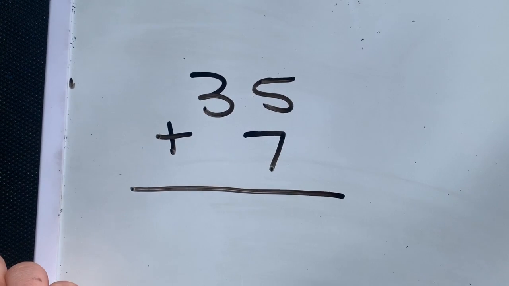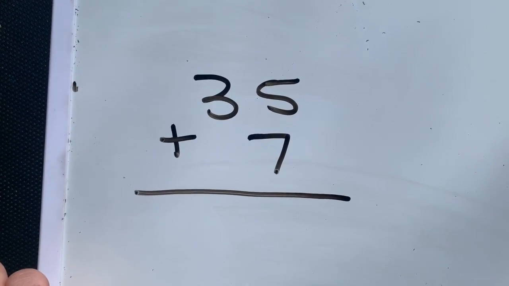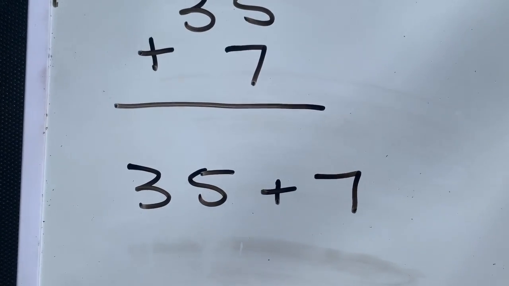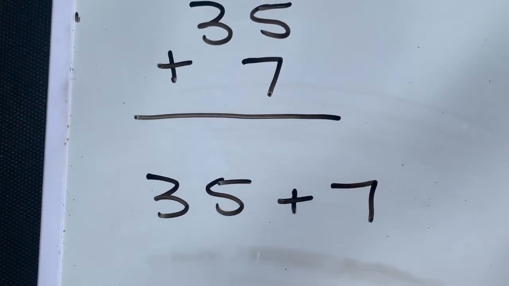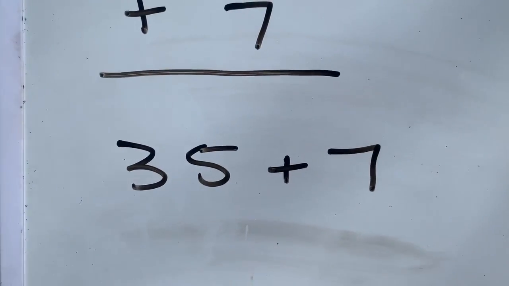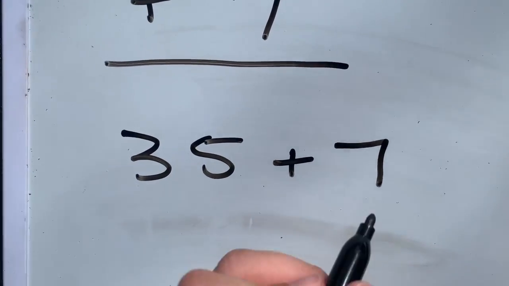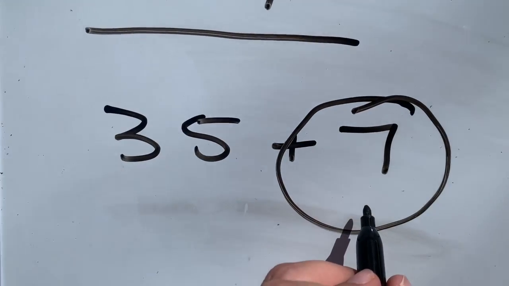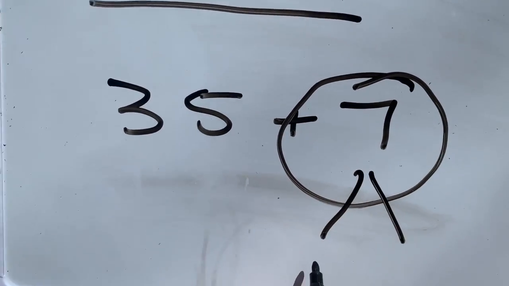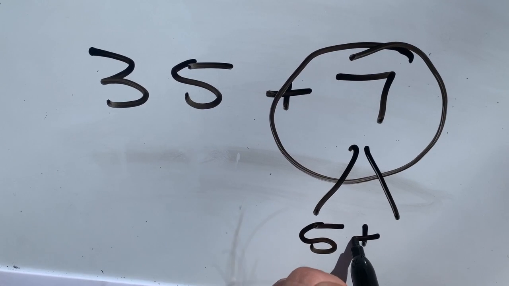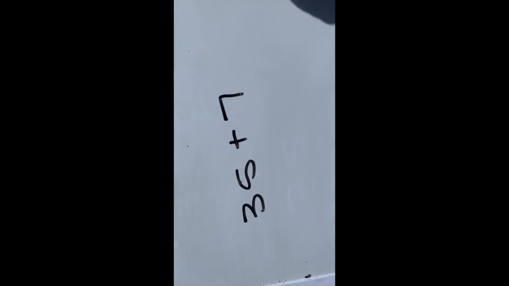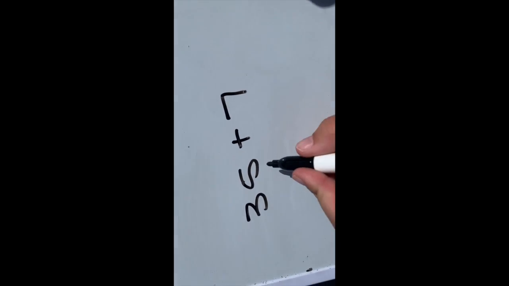Next good example that we're going to ask the kids to do is 35 plus 7. This is going to be the same process as the last one, where we break apart the smaller number and make it into two smaller numbers, which makes it easier to add. So we are going to break apart the number 7. So we are going to break this apart into 5 and 2.